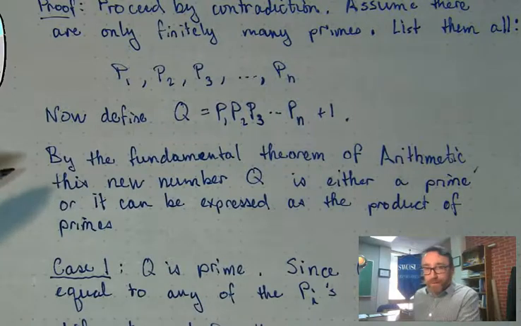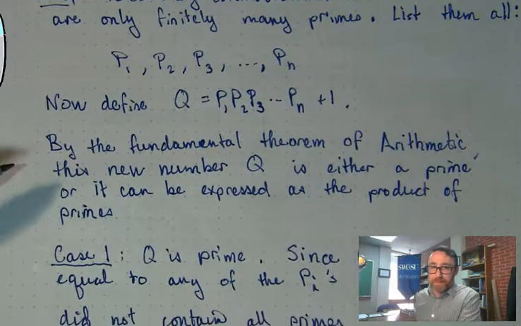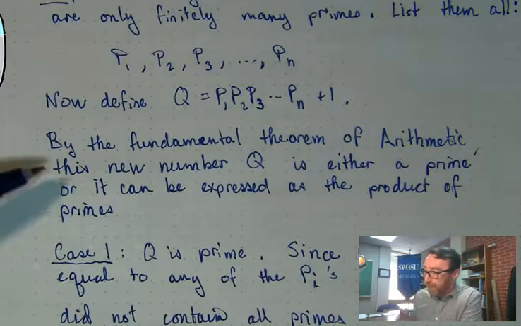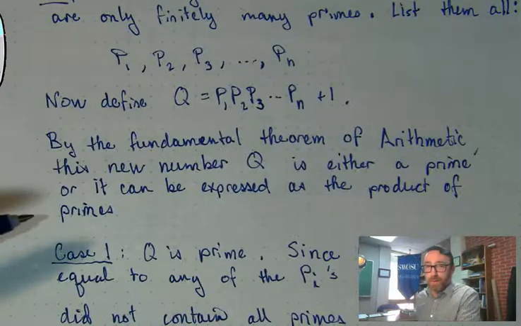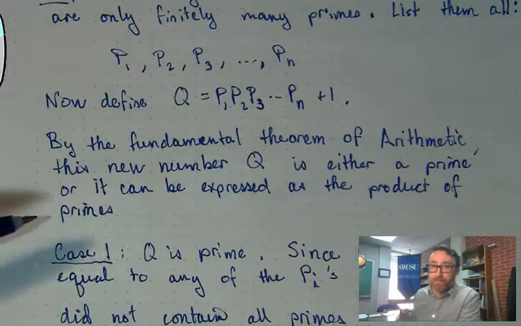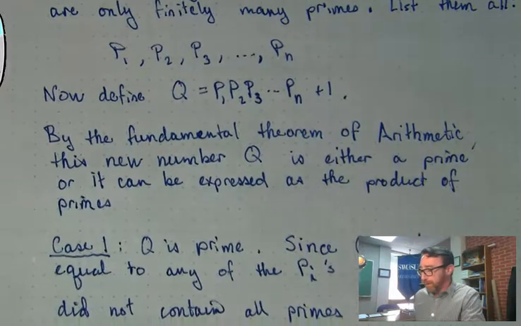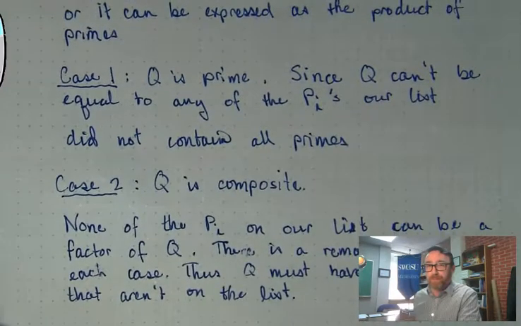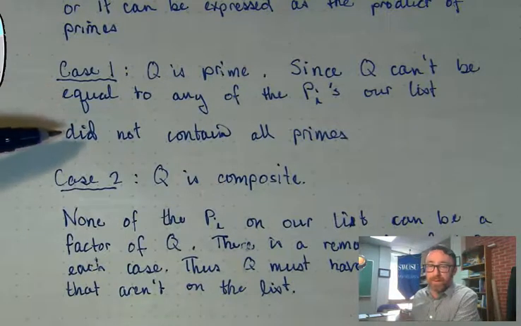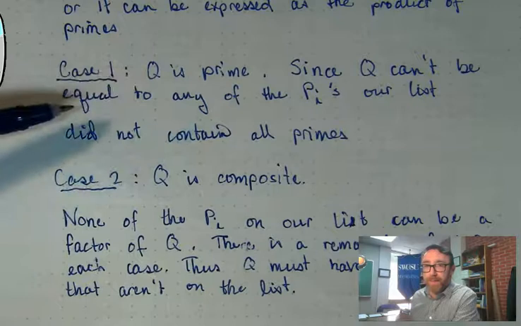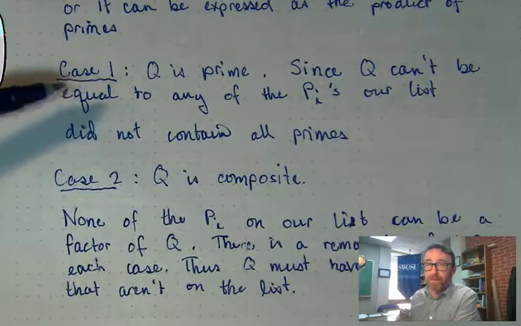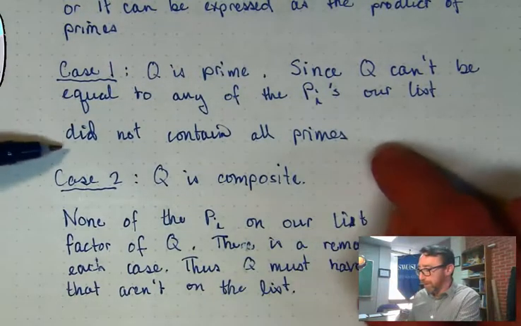Now, I'm sure you remember the fundamental theorem of arithmetic. It says that every number is either a prime or it can be expressed as the product of primes. So everything is either a prime or a composite. So this new number that we've created is either a prime or it's a composite. So let's look at these two cases here. So case 1, well, if Q is a prime, then we've actually created a new prime because Q can't be equal to any of the P's on our list, and that list supposedly contained all the primes. So that list is incomplete.